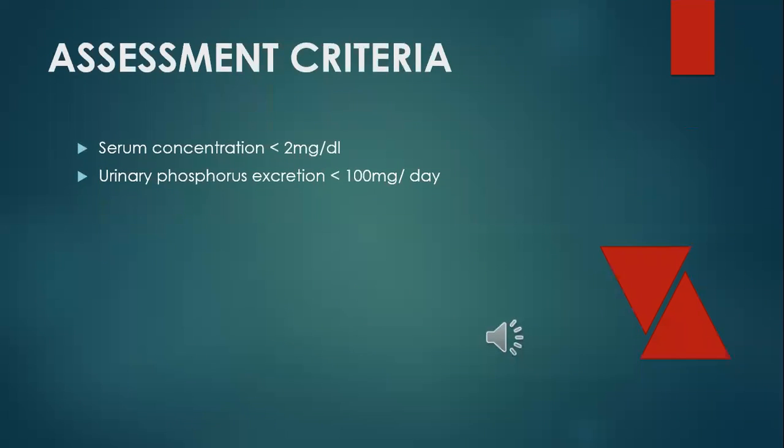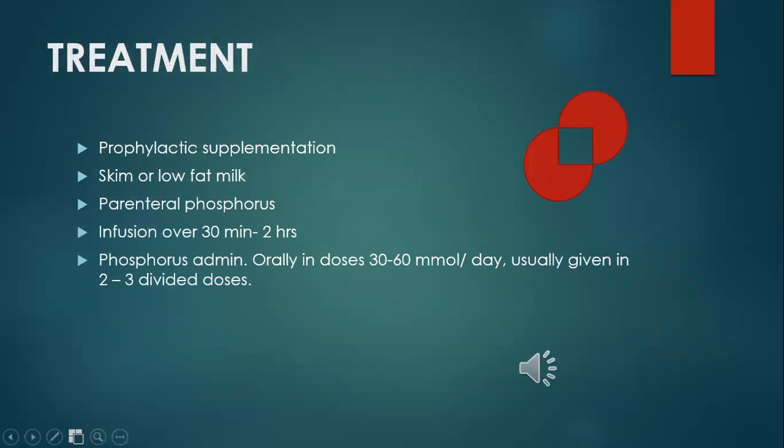Now, how do we assess hypophosphatemia? There are generally two criteria. The serum concentration levels can be checked, or the urinary phosphorus excretion rate can be checked. So these are two criteria to determine whether a person is suffering from this disease or not.